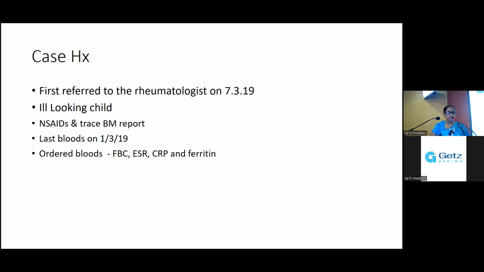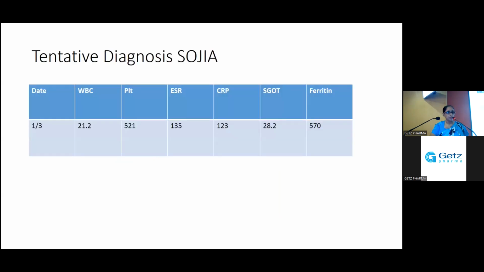So first referred to rheumatologist on the 7th of March. So that was an ill-looking child. Because the bone marrow was also not there, I just started NSAIDs and looked at the last bloods, which was done. This was on the 7th I saw him. Last bloods was on the 1st. And we ordered bloods, full blood count, ESR, CRP, and ferritin at that stage. So this was the blood results that was available by that time.